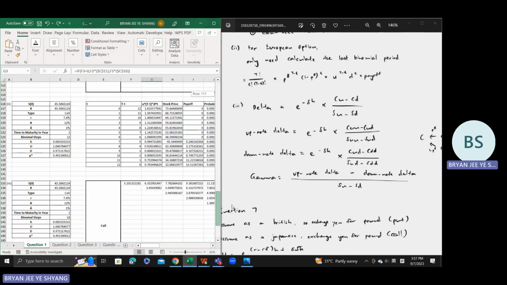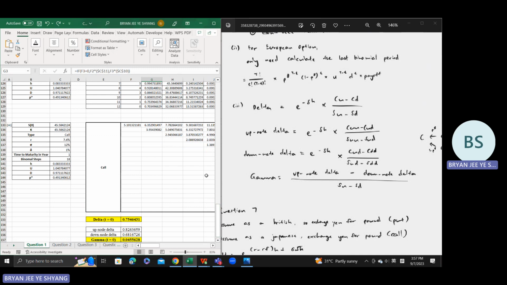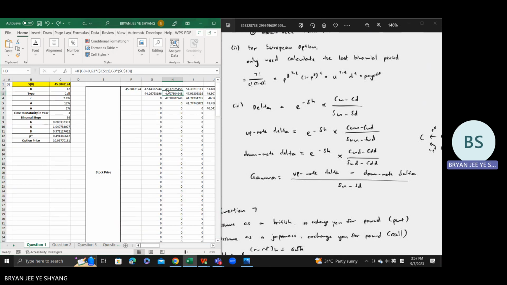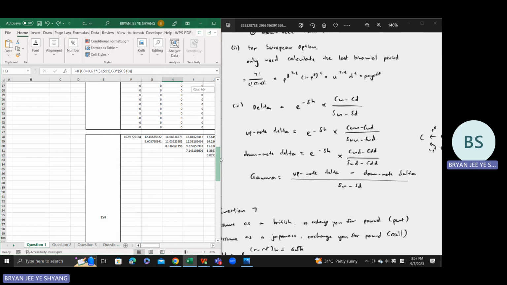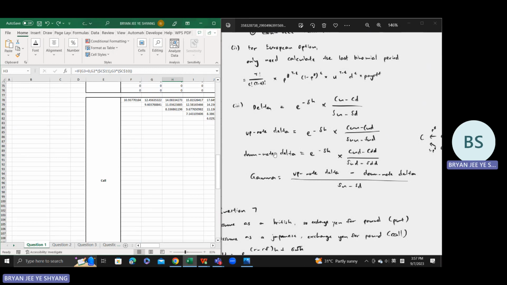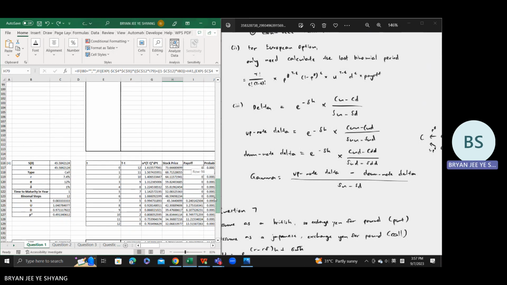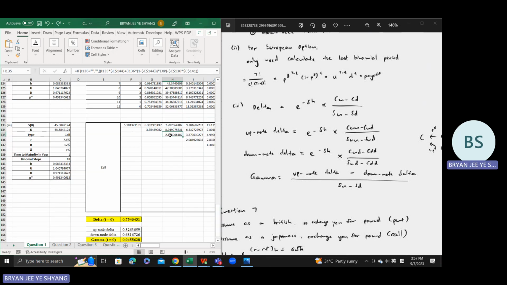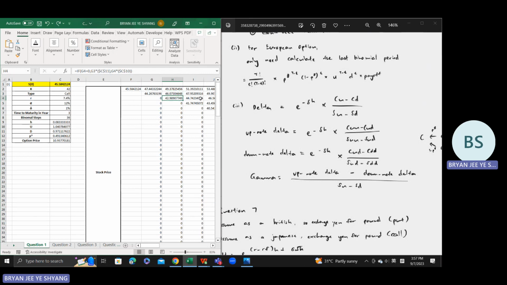In order to calculate the gamma, we have to calculate the up node delta and the down node delta. The up node delta is equal to exponential to the power of negative delta h times CUU minus CUD, over SUU minus SUD. And then the down node delta is equal to exponential to the power of negative delta h times CUD minus CDD, over SUD minus SDD.